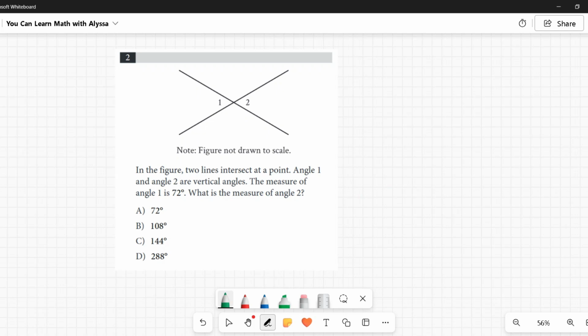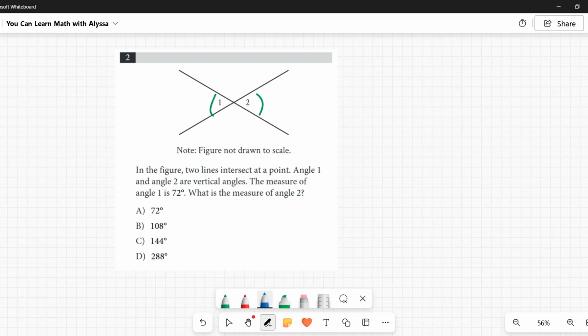But we have these two lines, and we have an angle marked 1 and an angle marked 2. And it says in the figure, two lines intersect at a point. Angle 1 and angle 2 are vertical angles. The measure of angle 1 is 72 degrees. What is the measure of angle 2? You may have seen in your math book vertical angles or opposite angles. It means the exact same thing. But it's important to know that they are currently calling this vertical angles.